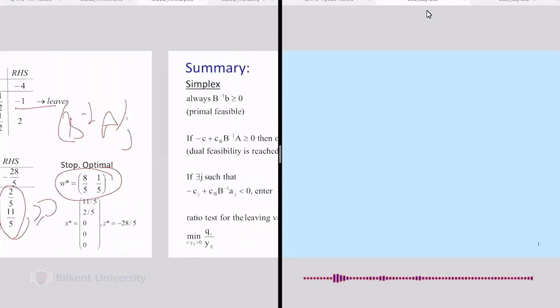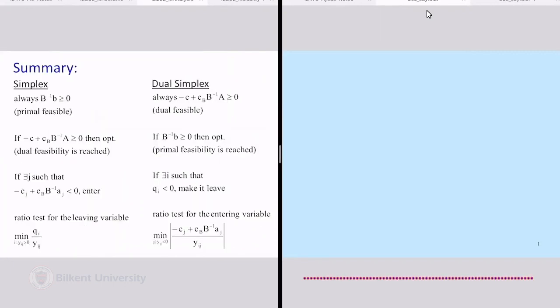All right, let's look at this summary table. I like it a lot. This is our good old simplex, and this is the dual version. Good old simplex, what does it do? Always primal feasible, because the normal simplex says right-hand side should remain non-negative. That was the motivation in the ratio test in the simplex algorithm.